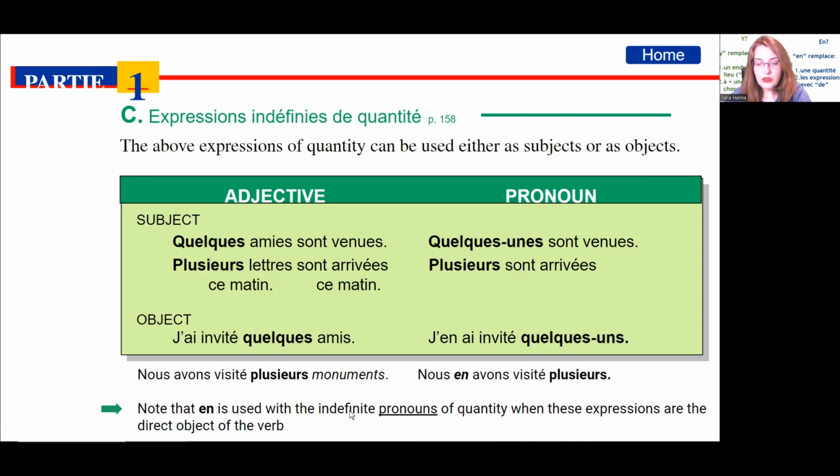Note that en is used with the indefinite pronouns of quantity when these expressions are the direct object of the verb. So this means in a sentence like this, nous avons visité plusieurs, we visited plusieurs, right? Plusieurs is an indefinite pronoun of quantity, and it is at the same time a direct object because we visited what? Plusieurs. So the action of the verb falls directly on plusieurs and there is no preposition before it, right? So nous en avons visité plusieurs. In this case, en is used with the indefinite pronoun of quantity that is a direct object of the verb.